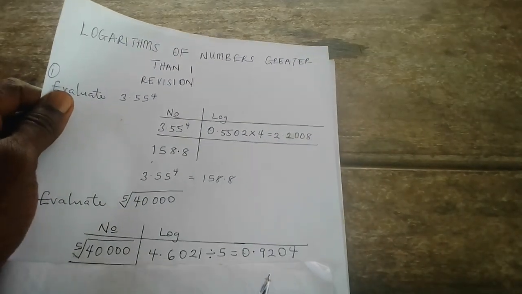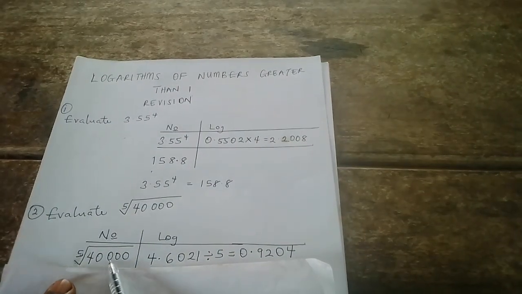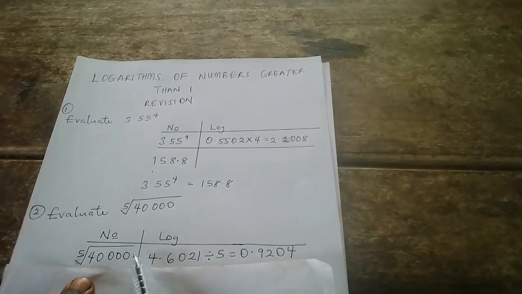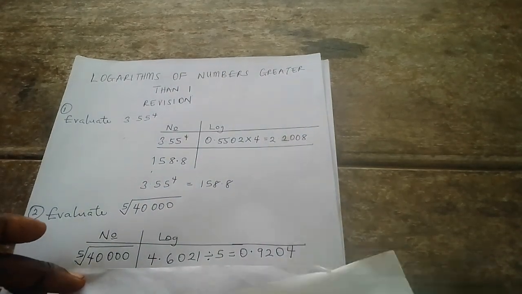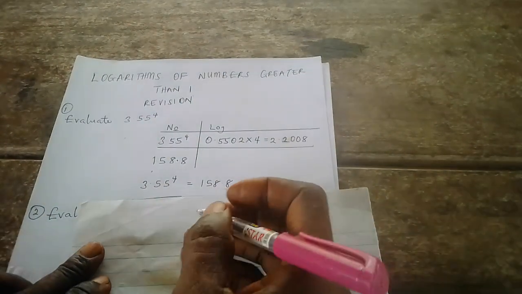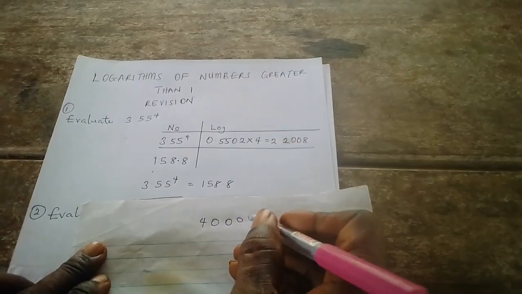So let's do that. You have your number and log. The number is the fifth root of 40,000. Now here, if you look at 40,000, you must first of all consider the position of your decimal point. See, this is 40,000.